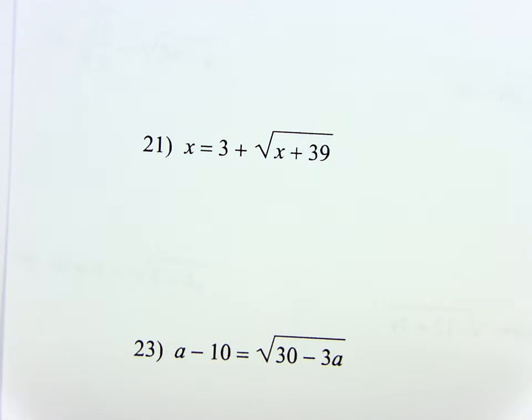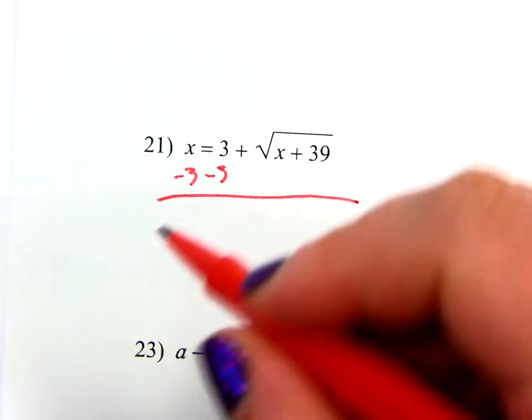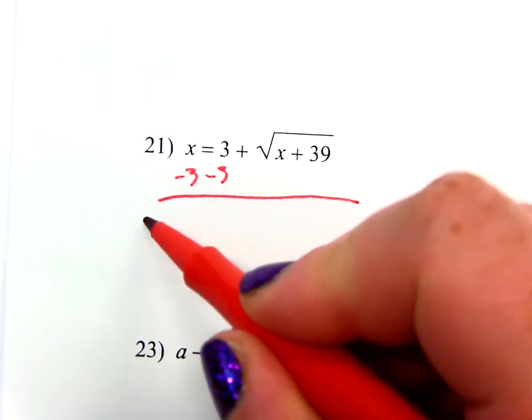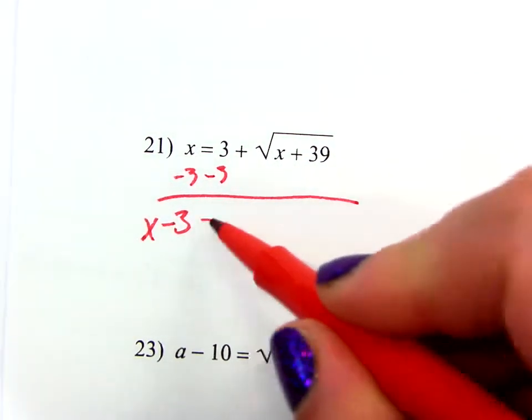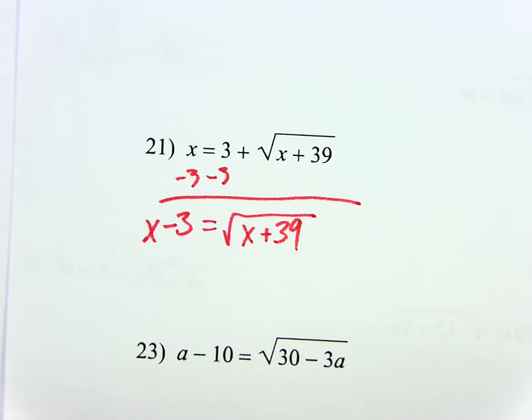Okay, so the steps are the same. It's just, do you have enough? Yeah, I want to get the square root by itself, so I have to minus that 3 to the other side. But now, all the other examples we've done, that was just a number, but now it's not. So on the left, the best I can get is x minus 3, and on the right, I have square root of x plus 39. Okay, so step 1 is now done. The square root is by itself. Great. Step 2, square both sides.